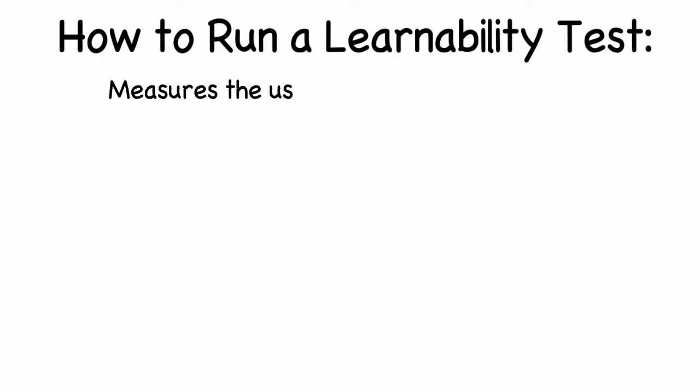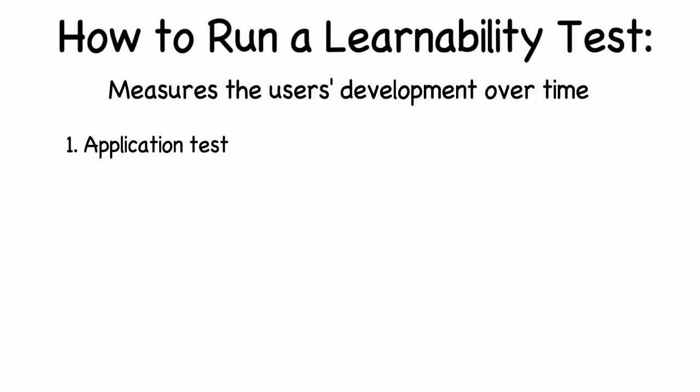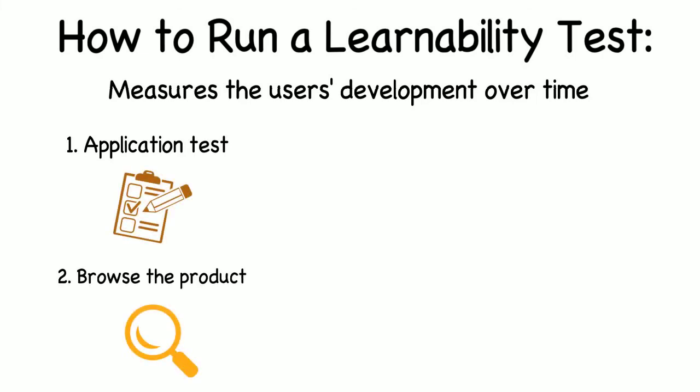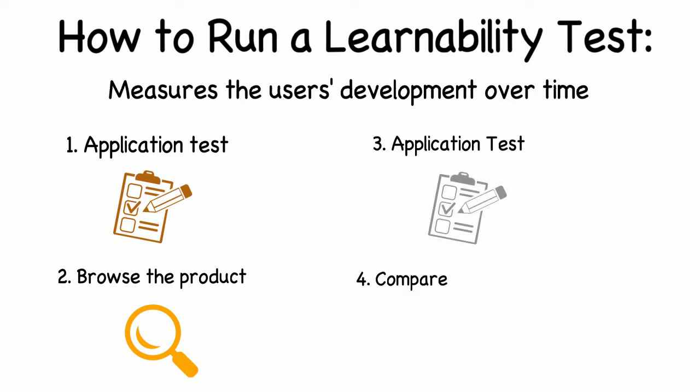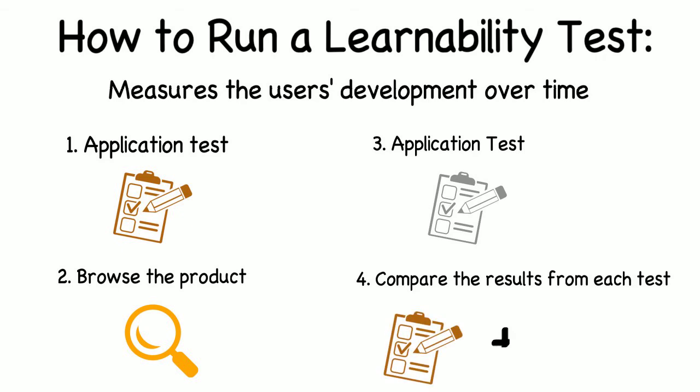Learnability is not a measure of one point in time, but rather a person's development over a longer period of time. To test the learnability of your product, it helps to look at the user's knowledge of how to use it before and after they have interacted with it. This is done by giving the user an application test, letting them use the product, and then giving them a second application test. Finally, you want to compare your participants' results from each application test.